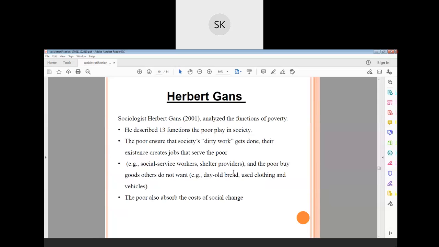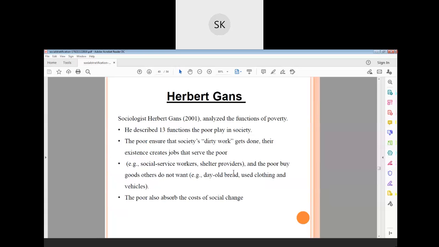So work has been created, like social service workers and shelter providers. And the poor can only buy the items not purchased by others, items others do not want. If I go to the shop, I will buy what I want, and my used items and used vehicles will be bought by those poor people. The poor also absorb the cost of social change. This is what they are saying.